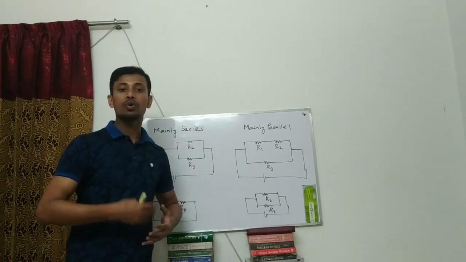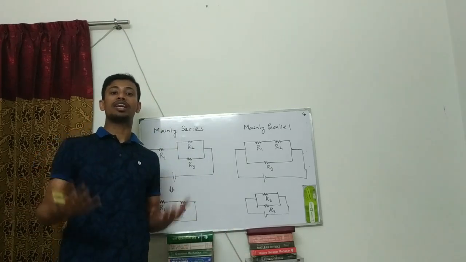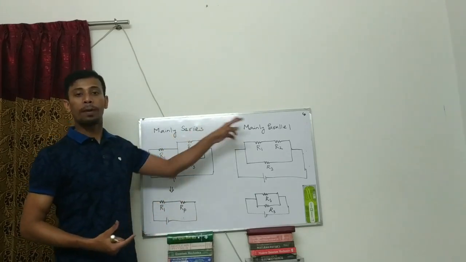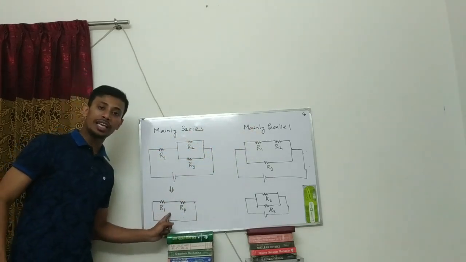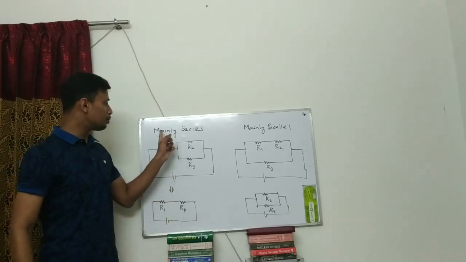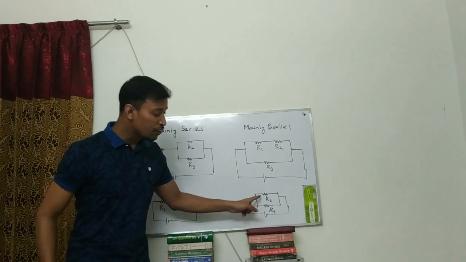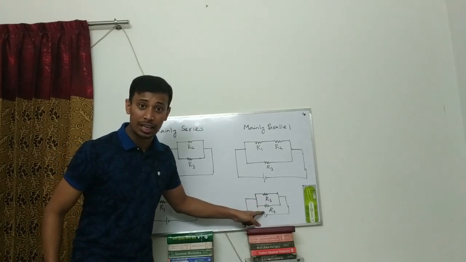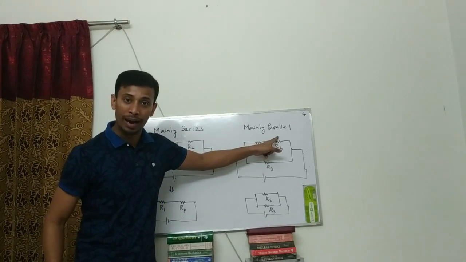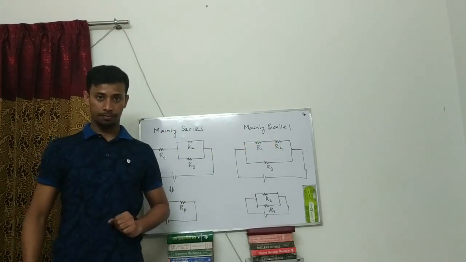So how our circuit looks finally will give us the idea about whether it is series or parallel. If finally it looks like a series circuit, then this mixed circuit is mainly series. And if finally it looks like a parallel circuit, then this mixed circuit is known as mainly parallel. I hope you get it.